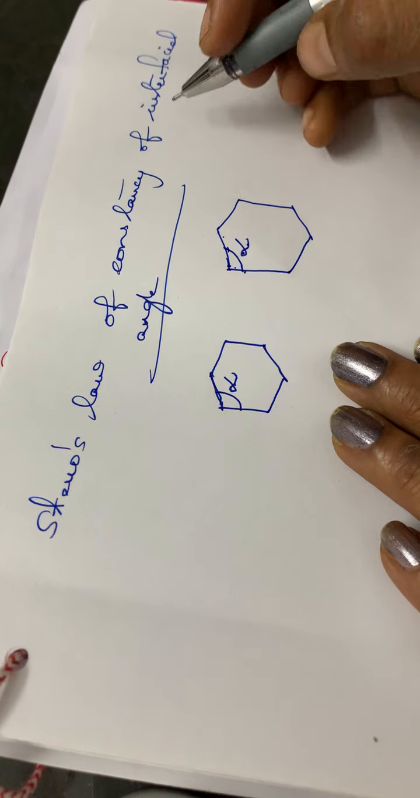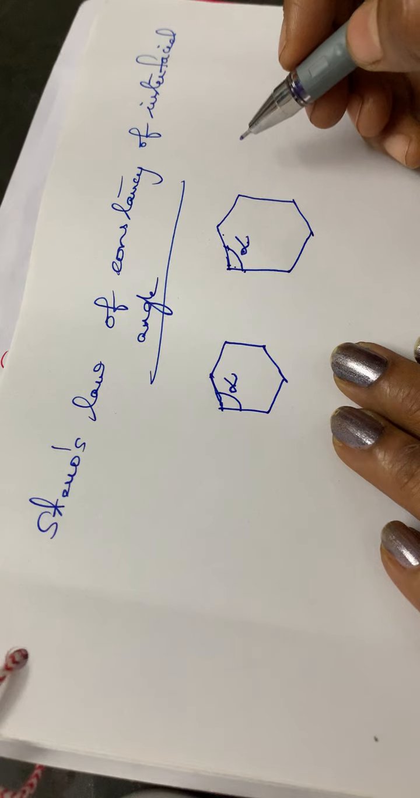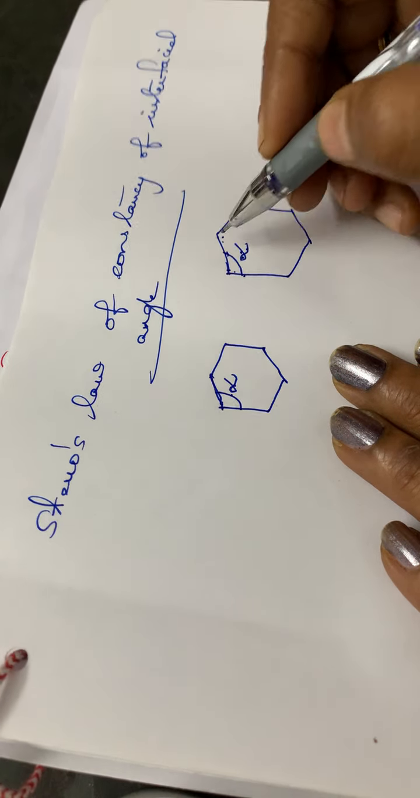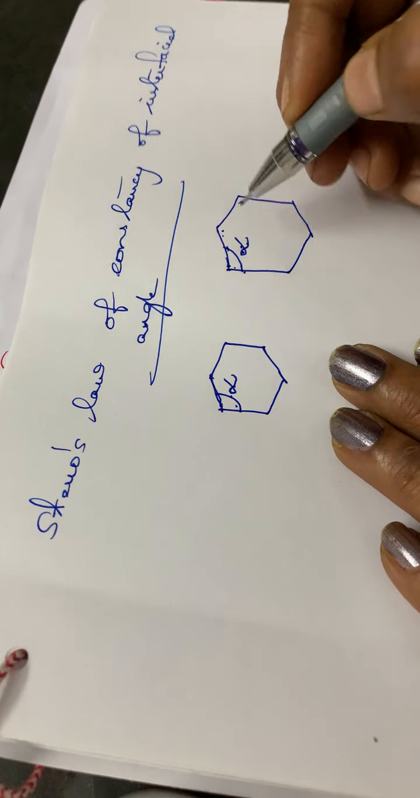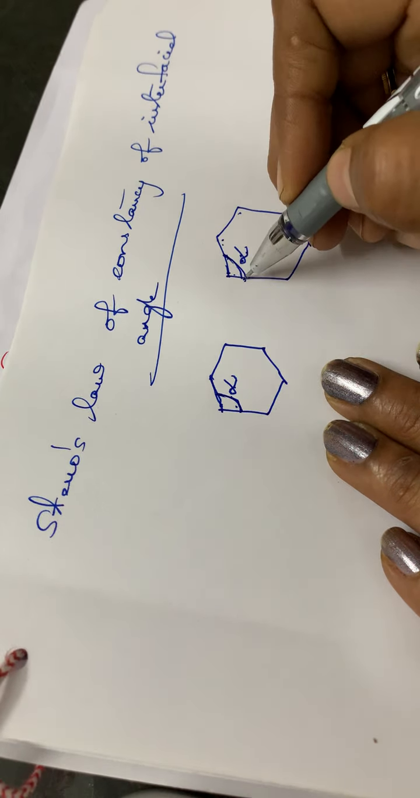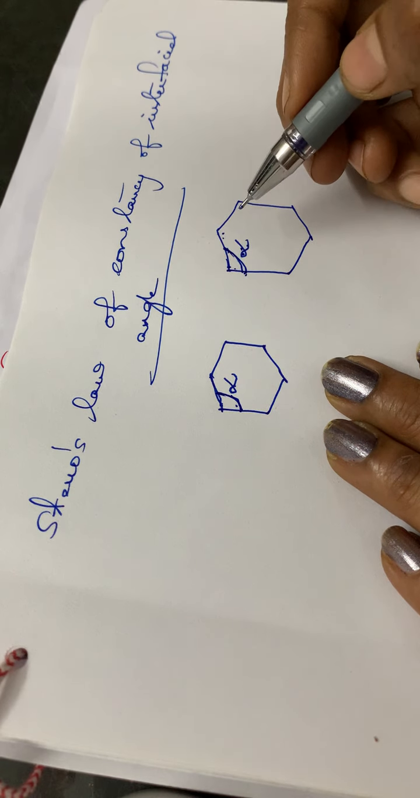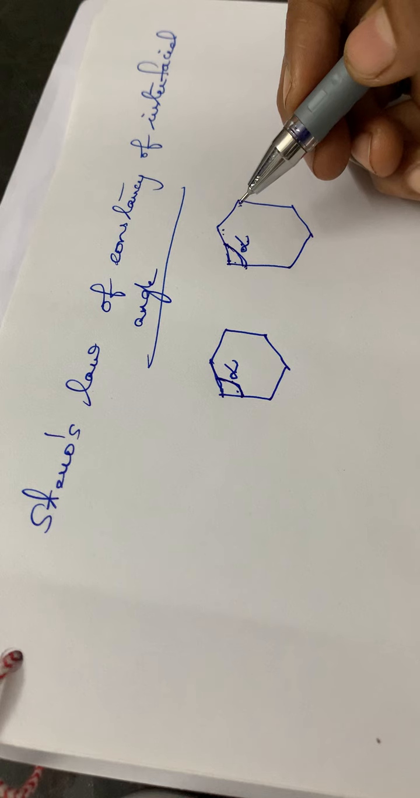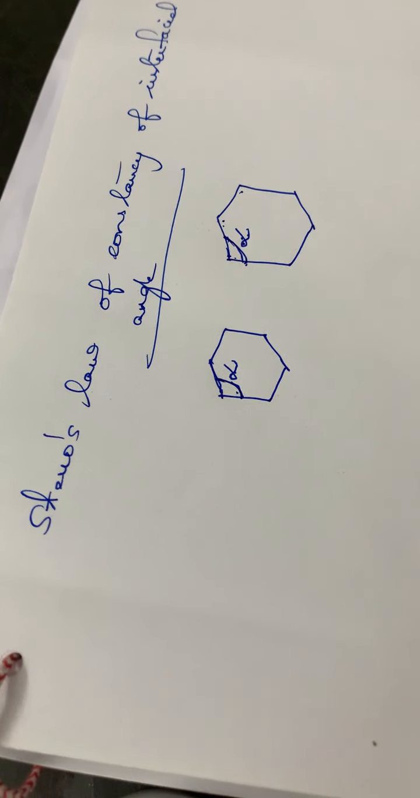Okay, so if it reaches much bigger sizes, then also the corresponding angles, not this angle and this angle, it should be the corresponding angles. So this angle and this angle will be the same even if the crystal is growing. So that is Steno's law of the constancy of interfacial angle.